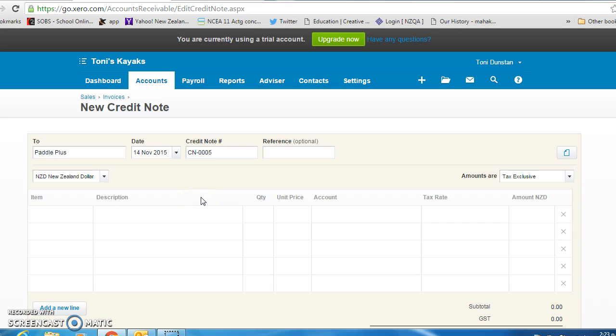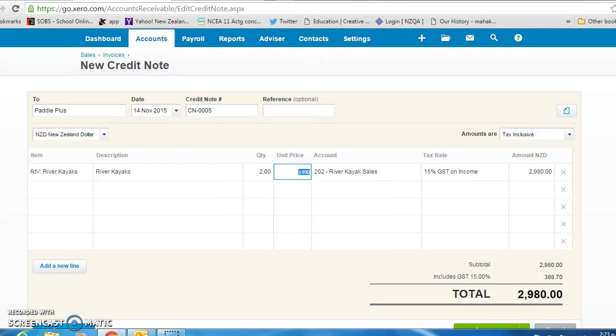Now remember, when it is doing with accounts receivable, the selling price of the inventory, we must make the invoice tax inclusive, because the figure that we have loaded already includes GST. So in this example, they are returning 2 river kayaks. I change the quantity to 2, and that is the selling price. So we can see that we are issuing a credit note to Paddle Plus for 2980.